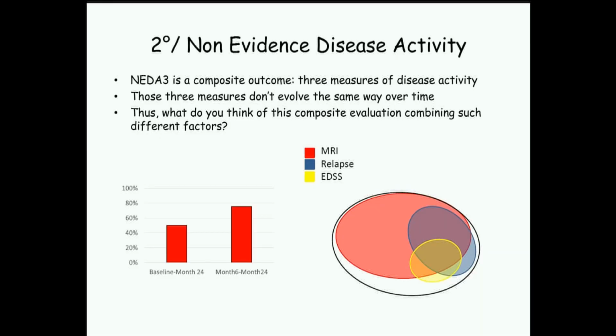Second is NEDA. NEDA is a composite outcome. MRI lesion activity, relapses, and disease progression are used to define NEDA, or another terminology, as our friend Lublin has said this morning. However, these three measures don't evolve the same way over time. Most of the non-NEDA patients are considered non-NEDA because of MRI activity criteria, especially in the short term. What do you think of an evaluation combining such different factors? That's the question for you.